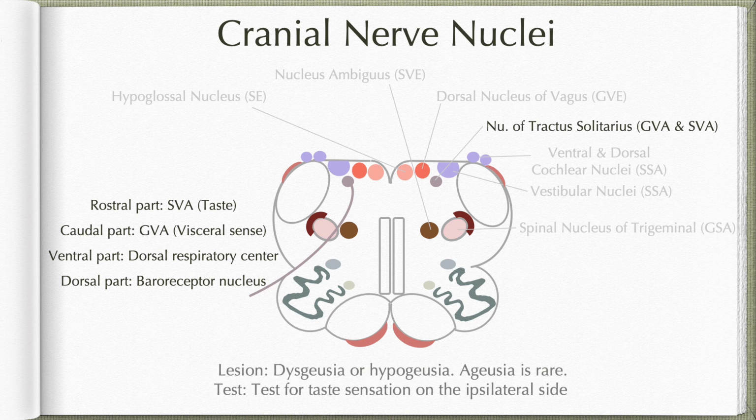Lesion to this nucleus results in dysgeusia or hypogeusia, that is altered or reduced taste sensation. Absence of taste, or ageusia, is a very rare phenomenon because too many nerves are involved in carrying the taste sensation. Baroreceptor reflex will also be affected.